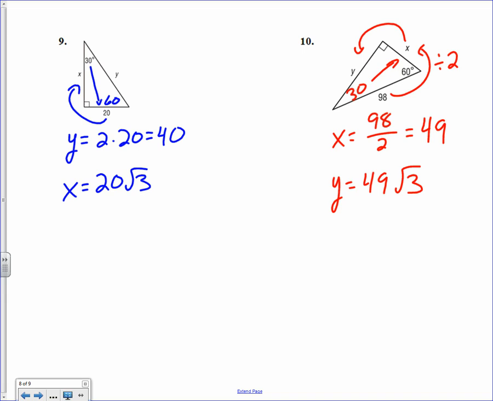One thing to note, you do not need to go in alphabetical order. You don't have to do x and then y. Do whichever one makes more sense. In number 9, I think it made more sense to find y first. Though it didn't matter, they didn't use each other. But it doesn't matter what order you find them in. All right.